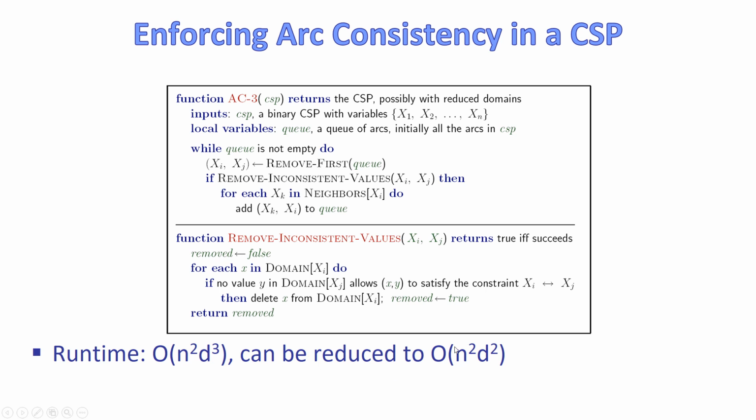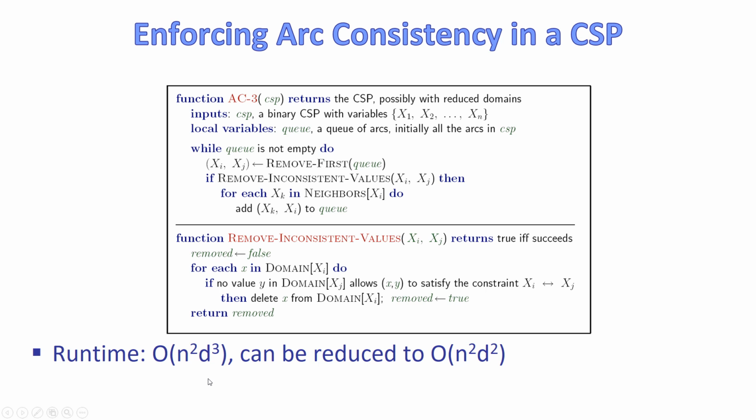It can be reduced to n square d square with some efficiency tricks. We'll not discuss that here, but the original algorithm runs in order of n square d cube. N square because we have n square edges. The first d square is because we are checking values here and there, in the tail and in the head, and the other d is because we can remove up to d values from each of the edges, and thus we add arcs. So that's the runtime for arc consistency.